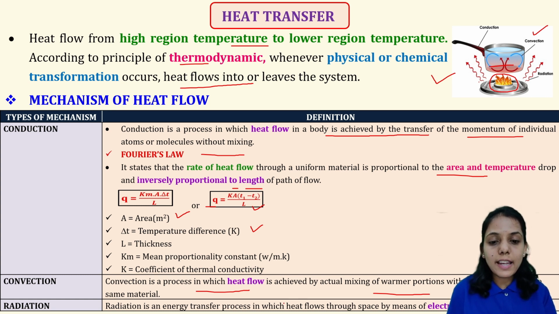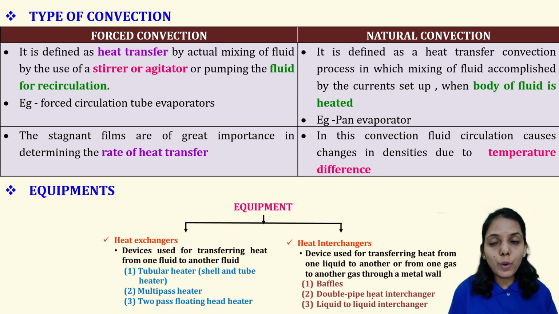Radiation is an energy transfer process in which heat flows through a space, for example, airspace. Because of the electromagnetic radiation, radiations are involved. So these are the three mechanisms by which heat flow takes place.